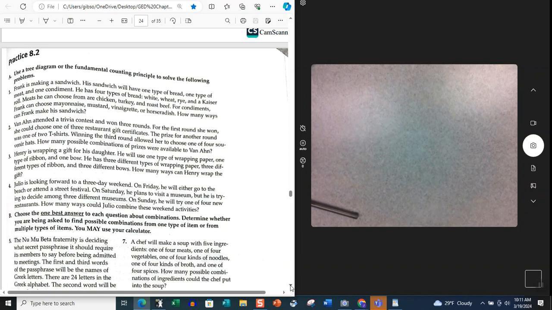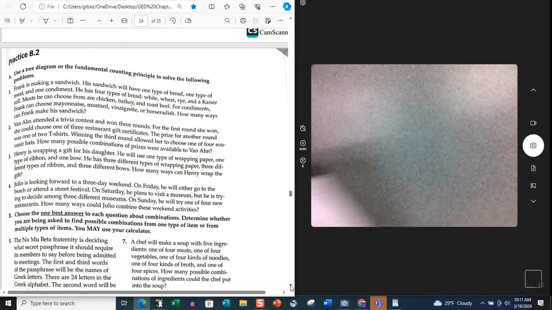So we've got bread, meat, and condiment. And he has 4 types of bread: wheat, white wheat, rye, and kaiser roll. Meats he can choose from are chicken, turkey, and roast beef. For condiments, Frank can choose mayonnaise, mustard, vinaigrette, or horseradish. How many ways can Frank make the sandwich?